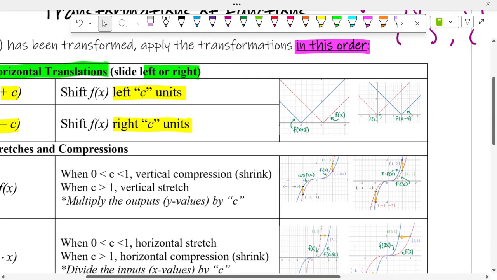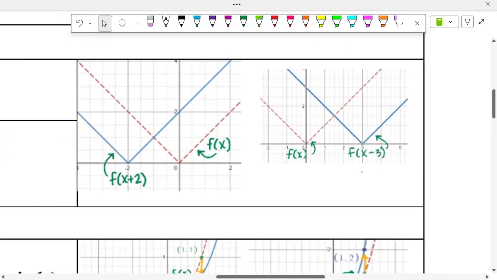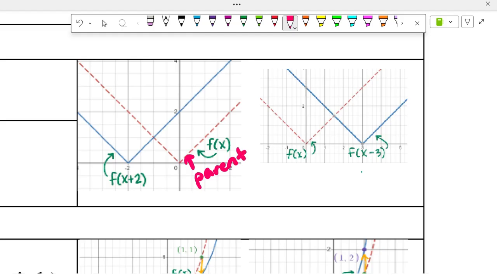So, for example, if we look at these little graphs right here, right here is the parent function. What type of function is this, by the way? It's a V-shaped graph. What type of function is that? It's an absolute value. Good. Now, this says that this is f of x plus 2. So f of x plus 2 would mean what? What direction did they actually move? They went left 2, which they actually did. C is 2. They moved the graph left 2 units.